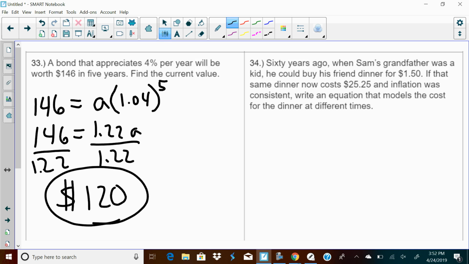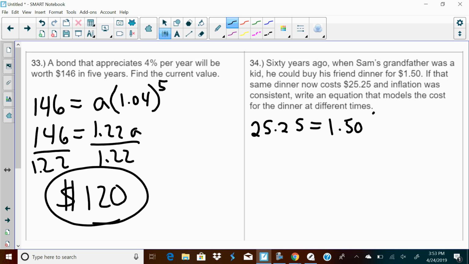34, 60 years ago when Sam's grandfather was a kid, he could buy a friend dinner for $1.50. That same dinner costs $25.25 and inflation's consistent. Write an equation that models the cost for the dinner at any different time. So first we have to use Sam's problem to help us. So I know it's going to equal $25.25.